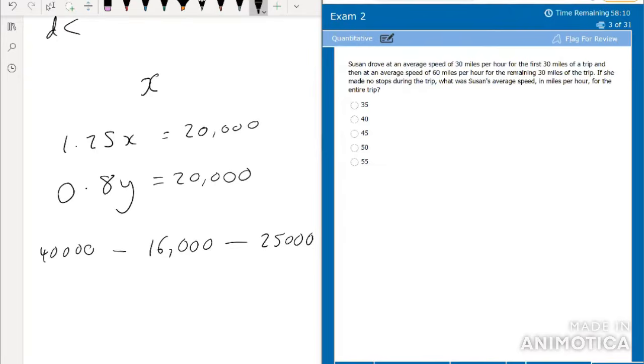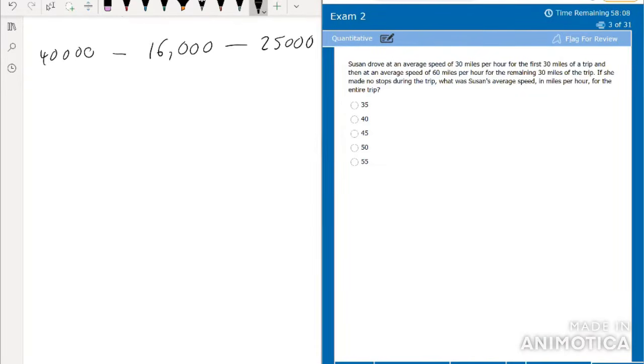Again, just translating as I go. Susan drove an average speed of 30 miles an hour for the first 30 miles of a trip. Well, then that's taken her 1 hour. And then an average speed of 60 miles per hour for the remaining 30 miles of the trip. Well, that's only going to take her half an hour. If she made no stops, what was Susan's average speed in miles per hour for the entire trip? Okay, well, she's traveled 60 miles in 1.5 hours, and so that means she's gone at 40 on average.